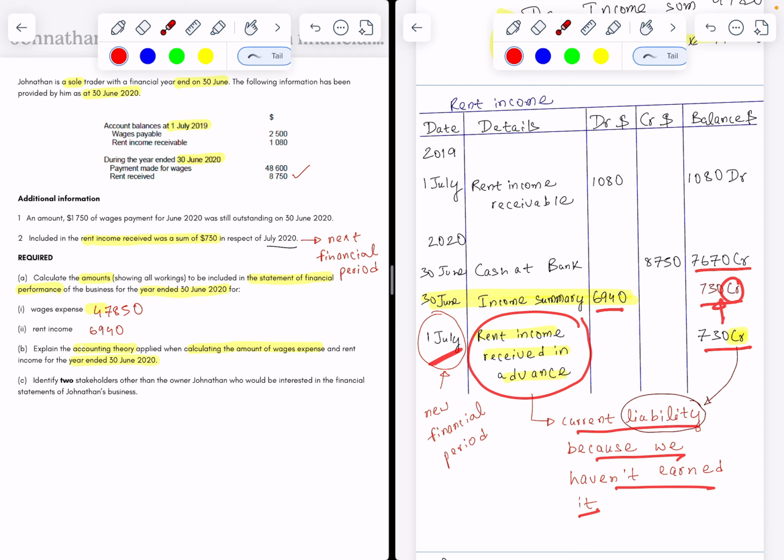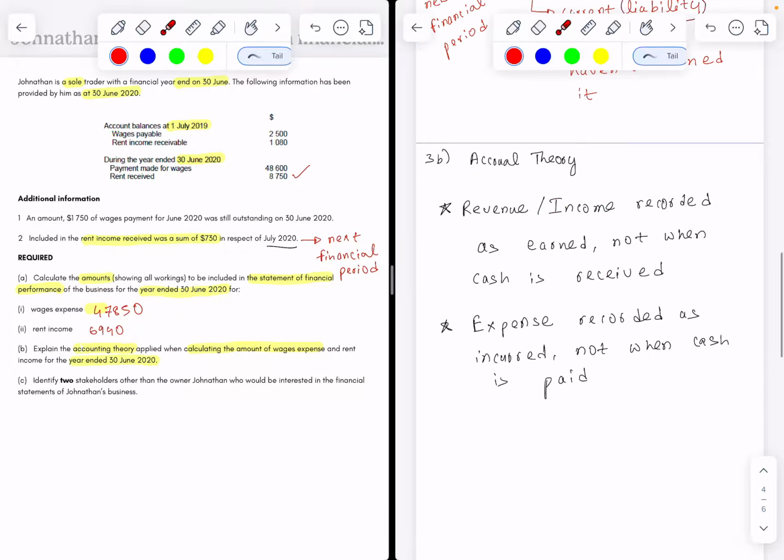At 30 June 2020, the amount is transferred to the statement of financial performance using the income summary account as part of our closing entry, okay? So the rent income that we have actually earned for the year ending 30 June 2020 is $6,940. So this is the amount you'll be including in the statement of financial performance as rent income that has actually been earned, okay? Now, let's move to part B.